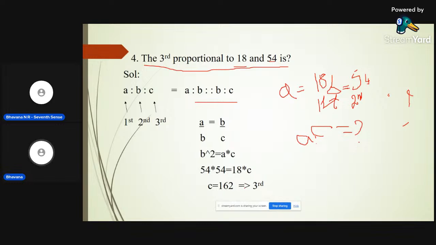So what is the third proportion here? We just have to multiply the B value, and A into C. So B square equals A into C. Right? Now we need to find the C value. For that, we send the A to this side, so C equals 54 into 54 divided by 18. In that case, what value will we get? C equals 162. So the answer is 162.